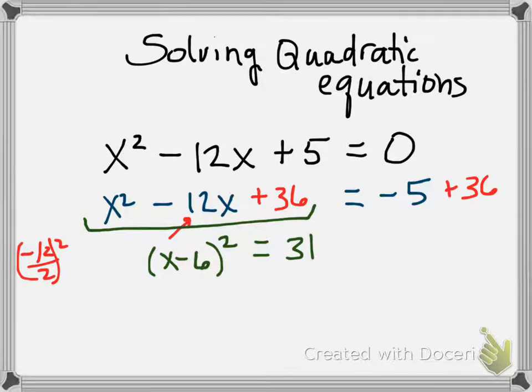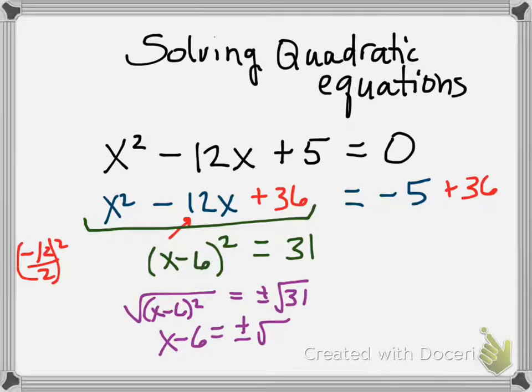Okay, next step, we take the square root of both sides. So the square root of x minus 6 squared, those things undo each other. So we just have x minus 6 equals plus or minus the square root of 31. And we isolate the x. So we get 6 plus or minus root 31.